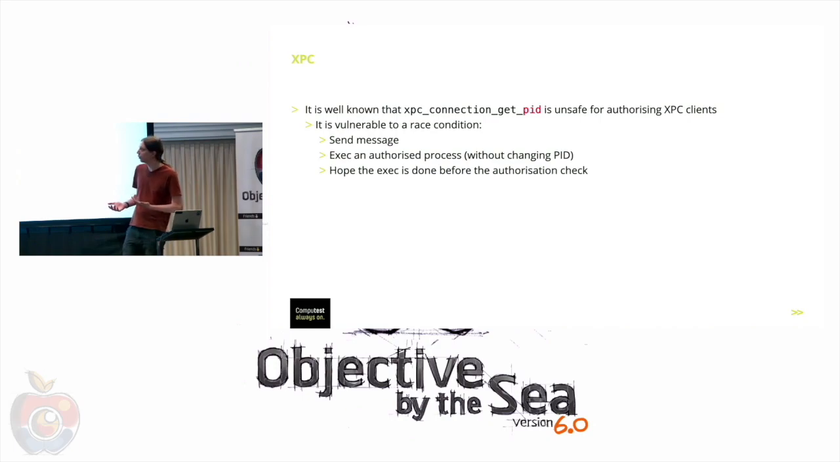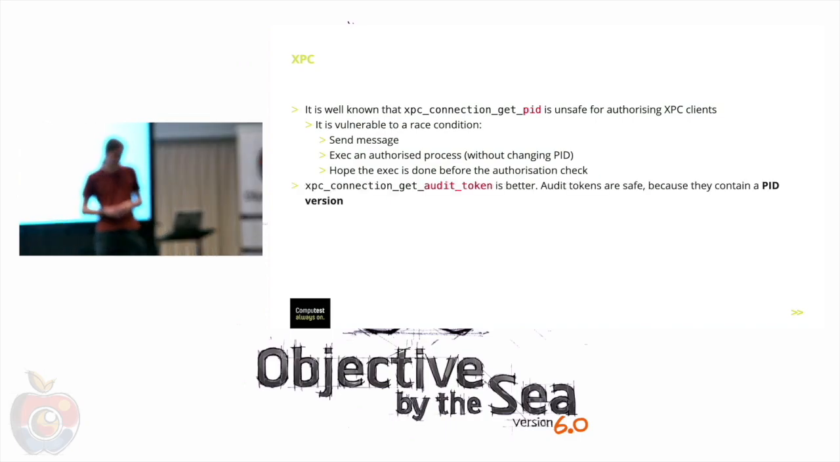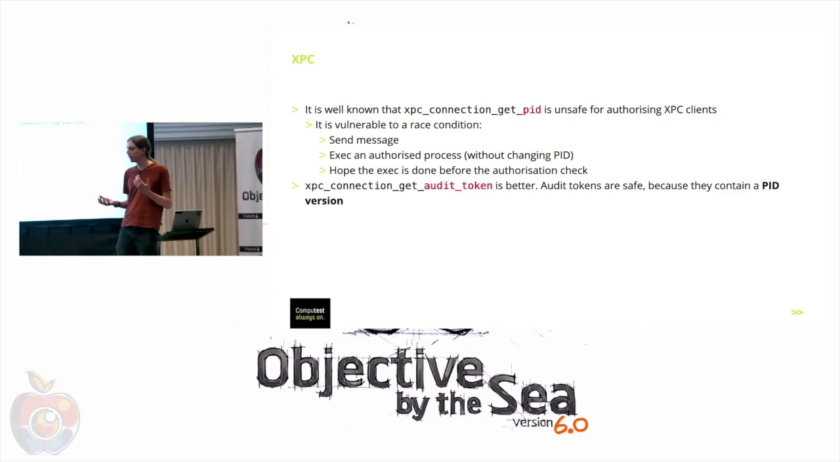So this has been well established by now, and often the recommendation is to use xpc_connection_get_audit_token. Now, this is safer because the audit token is a structure that contains not just the PID, but also a PID version. And that PID version is increased every time a new process executes. So it's no longer possible to get the PID to be reused. And therefore, it's clear what process you're investigating.